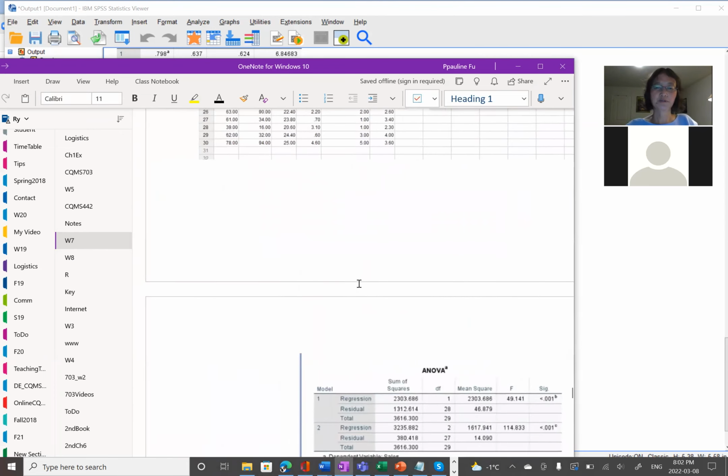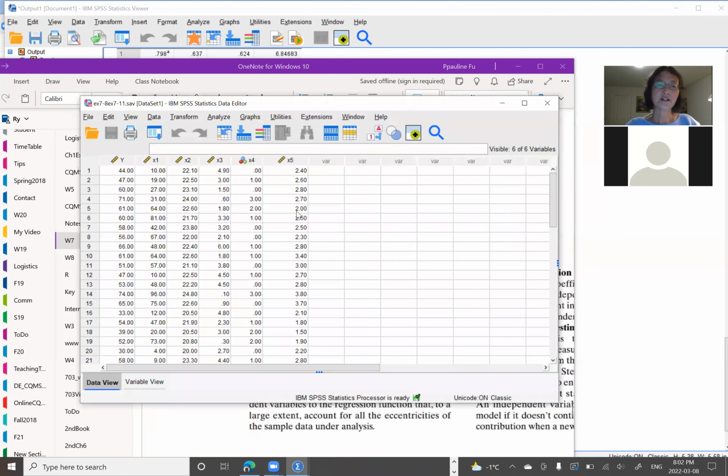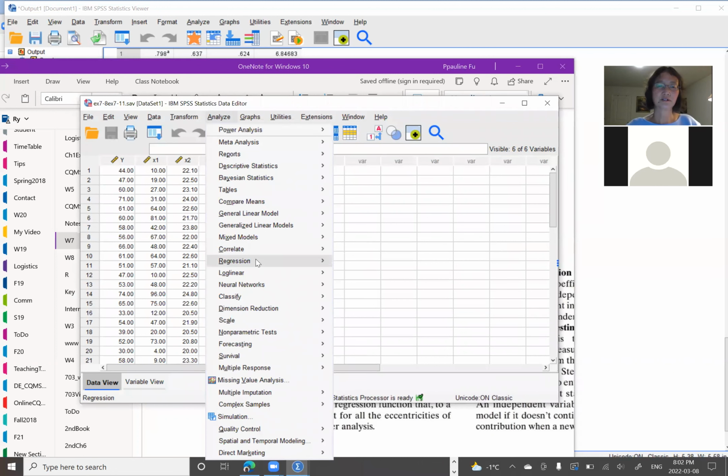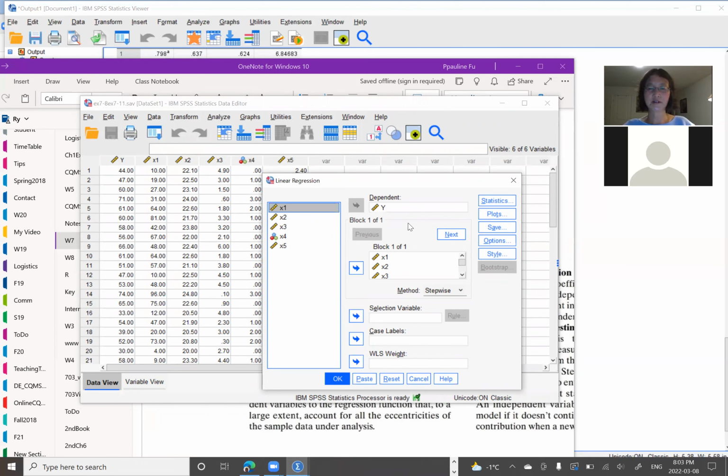Can you redo how you did the stepwise? Sure. The stepwise procedure, you go to analyze, regression, linear. Select y as dependent variable. x1, x2, x3, x4, x5, those 5 are independent variables. And then from method, you click stepwise. That's it. Perfect. Thank you. Okay. Thank you for your question. Any other questions? All right.